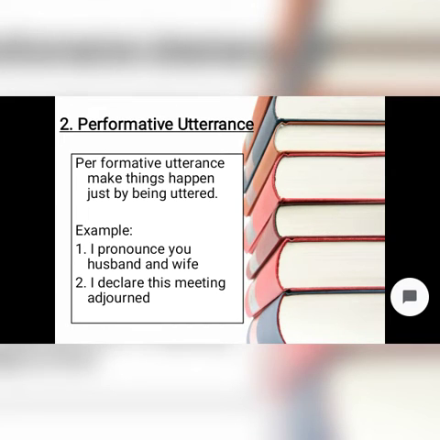Next, performative utterance. Performative utterances make things happen just by being uttered. It is valid if spoken by someone whose right to make them is accepted and in circumstances which are accepted as appropriate. Performative utterances are associated with betting, marrying, declaring a mistrial, and so on. So, for example, first, I pronounce you husband and wife. Second, I declare this meeting adjourned.